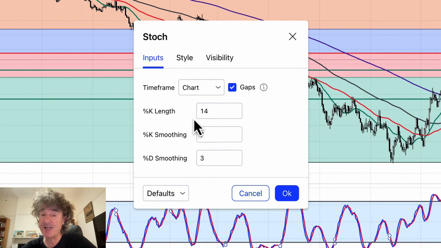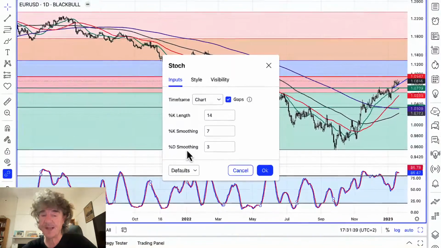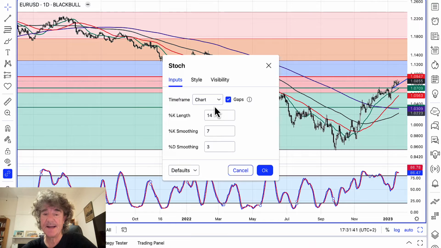The numbers that I use, which produce the best looking stochastic, the easiest to understand, perhaps not the most commonly or frequently used numbers, but they work really, really well, and they give you a good visual representation of what's going on in the market. And they definitely give you a trading edge. So the numbers I use are 14, 7, and 3, for percentage K length, percentage K smoothing, and percentage D smoothing, respectively. So I've set all of those up there on the inputs.